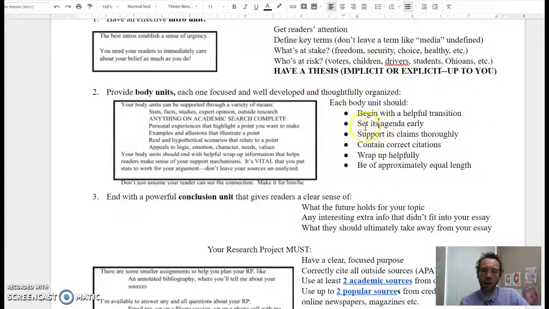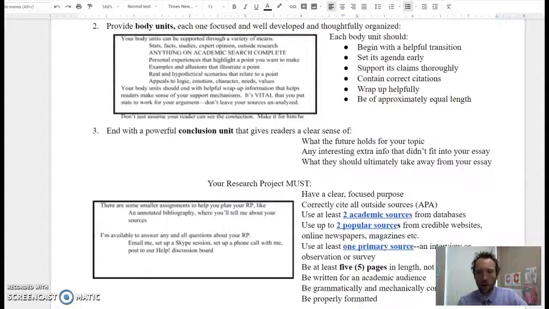Set its agenda early, set its claims thoroughly, support its claims thoroughly. Excuse me, I'm having trouble speaking today. It's bad news for being a professor recording screencasts. So we'll have a lot more to say about the nature of support once you get your sources straightened out. We'll talk about sources here in a minute.